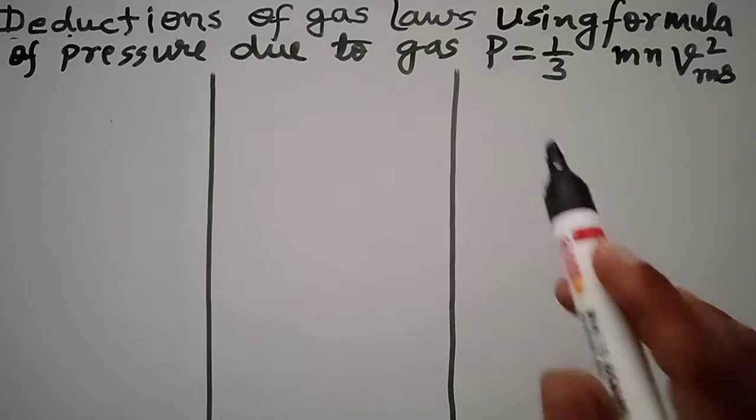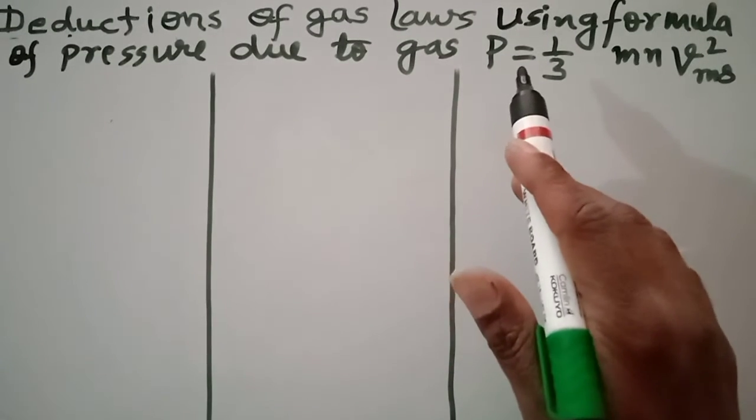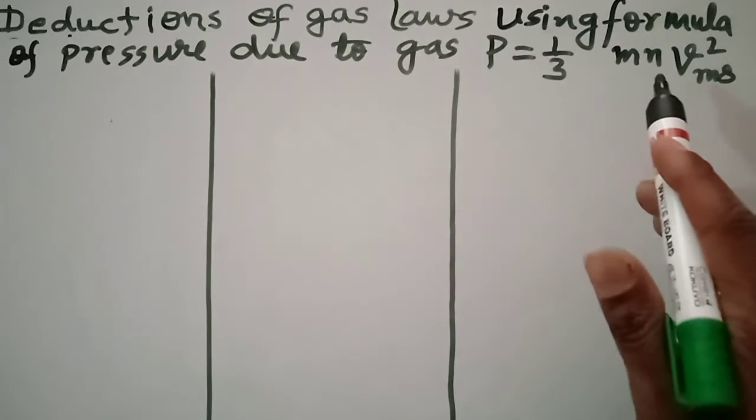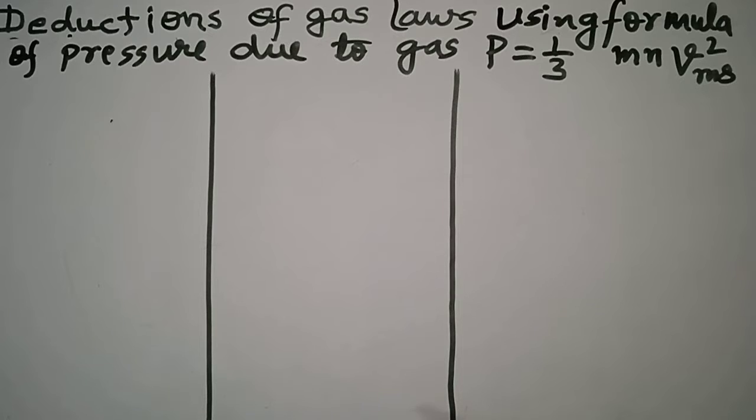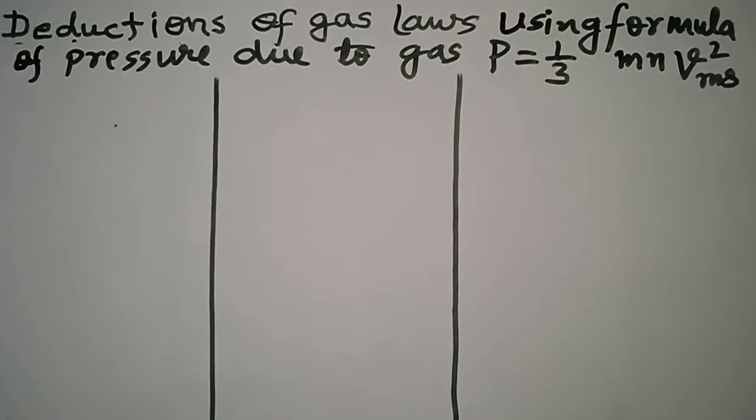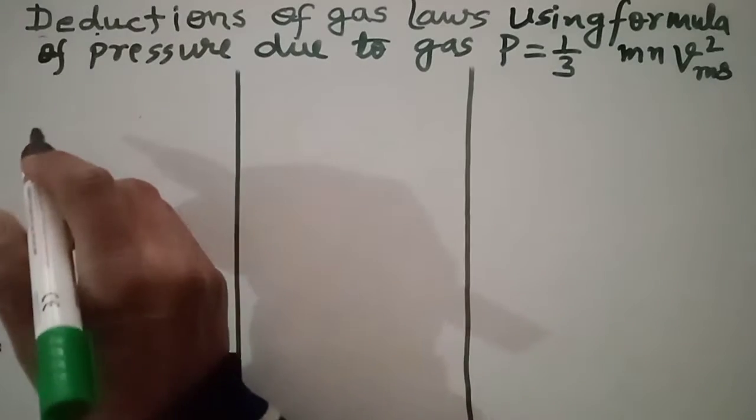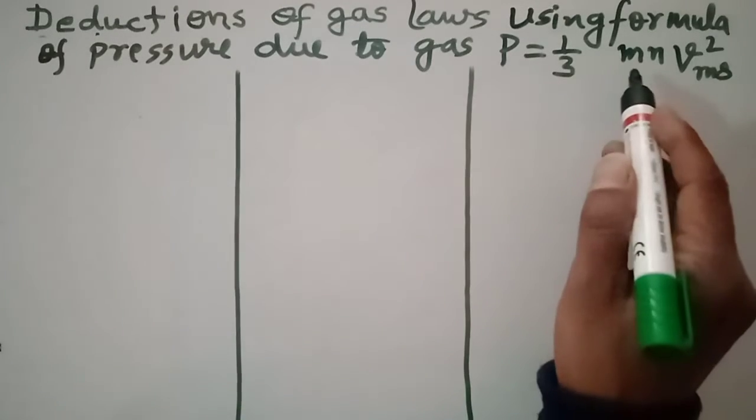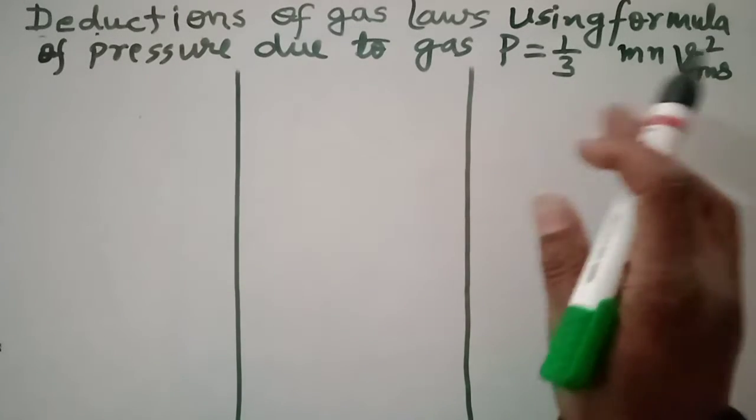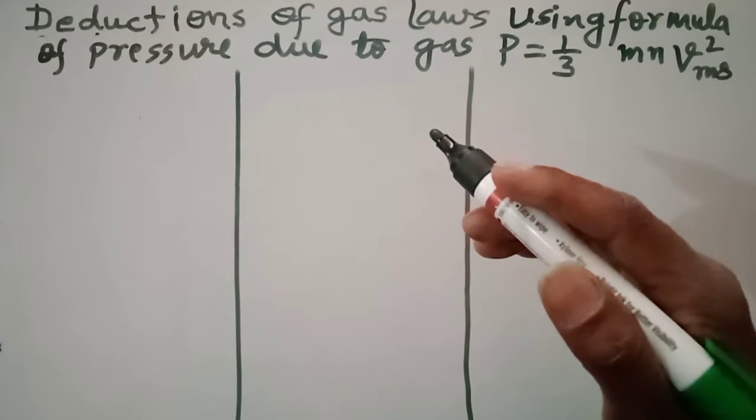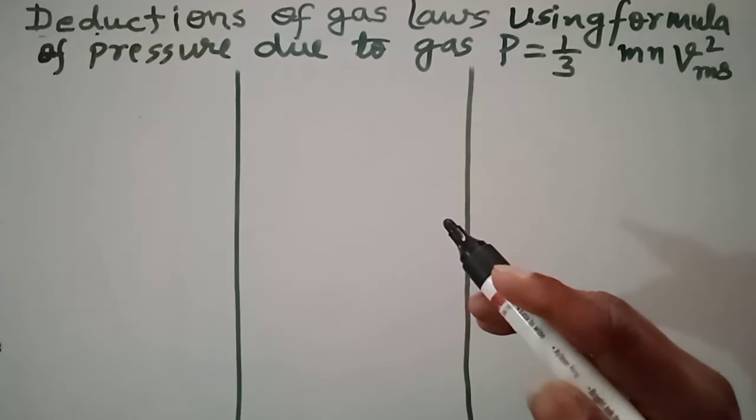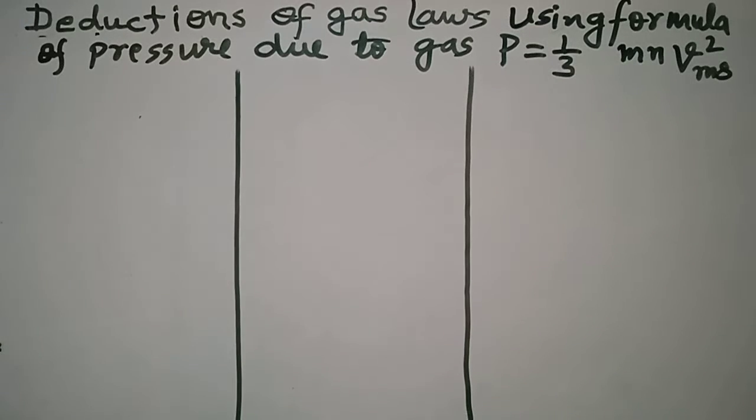Now so far we have derived this formula. Pressure due to gas P equal to 1 by 3 m n Vrms square. M is mass of one molecule and small n is number of molecules per unit volume, sometimes also called number density. First I will adjust this formula so that I could easily correlate it with the gas laws.